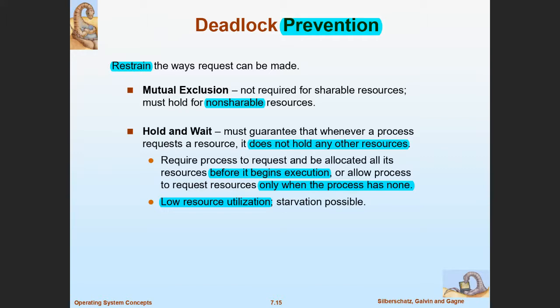What's happening when we want to prevent? We have to restrain. We have to come to the situation that one of those necessary conditions is not satisfied. Mutual exclusion, well, it's not required when we have shareable resources, but must hold in a non-shareable. So there's not much freedom here. Hold and wait. We must guarantee that whenever a process requests the resource, it does not hold any other resource. So the process, before requesting the resource, must release its resources.